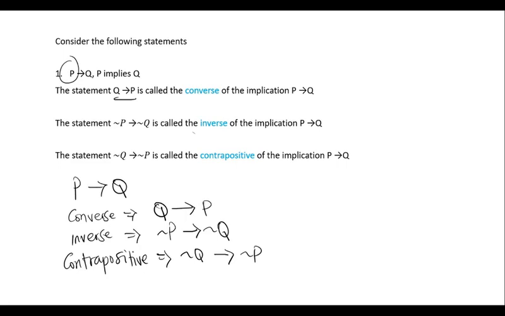Like I said in the beginning of this video, if you've not watched part 1, you would not understand what implication means. So I strongly suggest you go back and see our part 1.